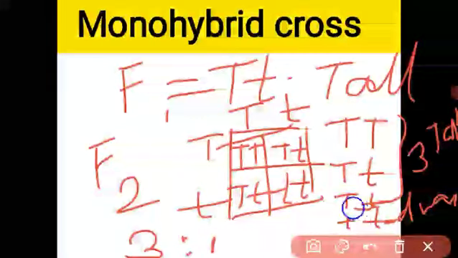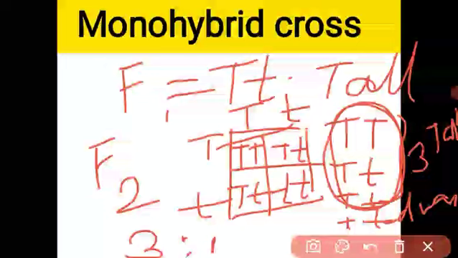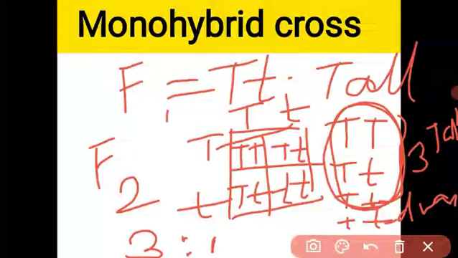What is the phenotype ratio, students? 3:1. Why is the phenotype 3:1? Because 3 are tall. I told you, phenotype means the characters which we can observe, the characters which can be observed by naked eyes. This is called the phenotype. And genotype means the genetic characters present in the genes. It is called the genotype.